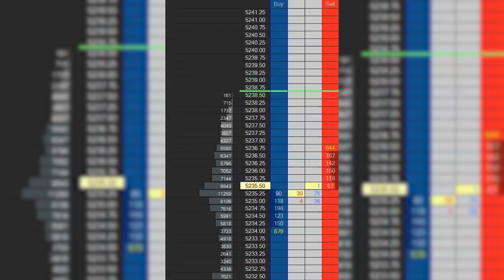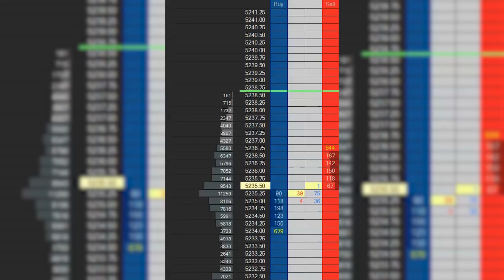Mock DOM and take a look at a real one. This DOM recording is of the E-mini S&P 500 futures on the afternoon of May 9th, 2024. The configuration is exactly the same as our mock DOM. We have price, bid size, bid volume, ask volume, and ask size. On the far left, we also have the total volume traded at that price.